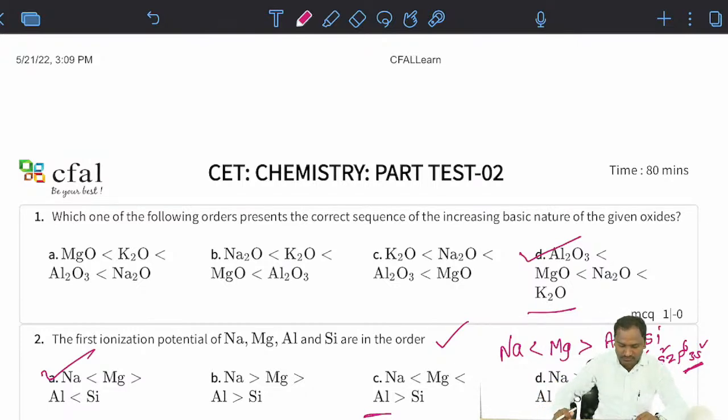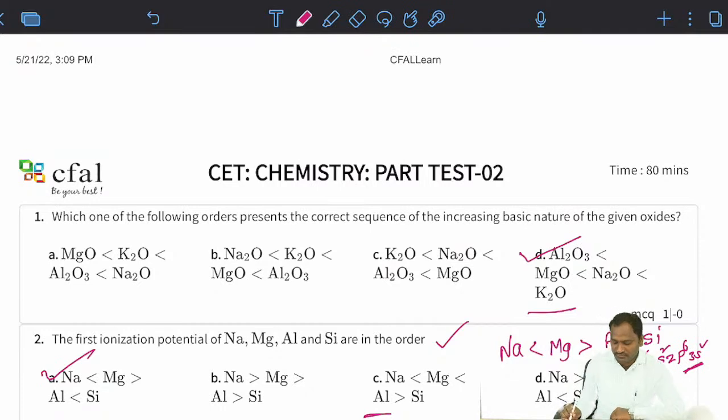Option is A. Which of the following oxides is amphoteric in character? This one also important, students. There are basic oxides, acidic oxide. Basic oxides, I already told you how to decide. Acidic oxides, non-metallic oxides are acidic in nature. Apart from acidic and basic, there are amphoteric oxides. If you want, I will give SnO2, PbO, Al2O3, ZnO. These are the main amphoteric oxides.